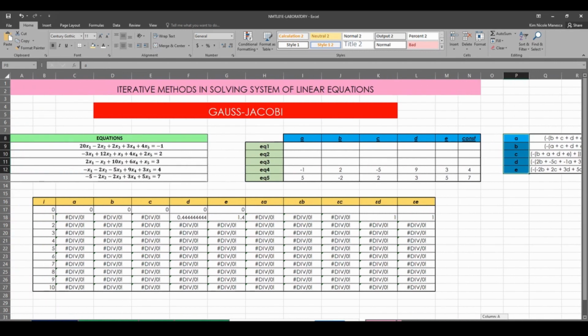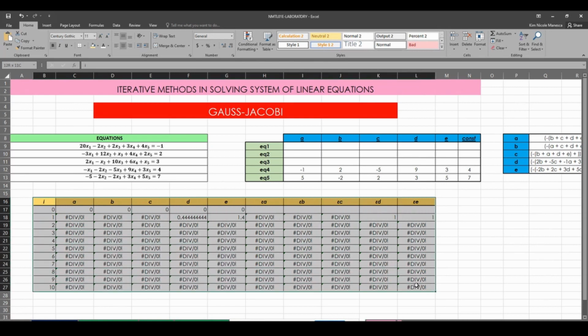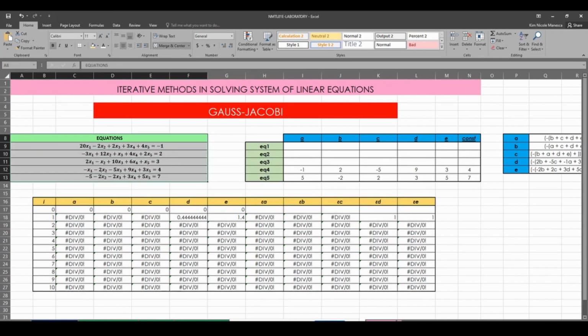This table works on a 5 by 5 matrix. Once the values are input, the Gauss-Jacobi method will automatically update as well. Let's try for an example. Let's try to put the values of these equations to the table.